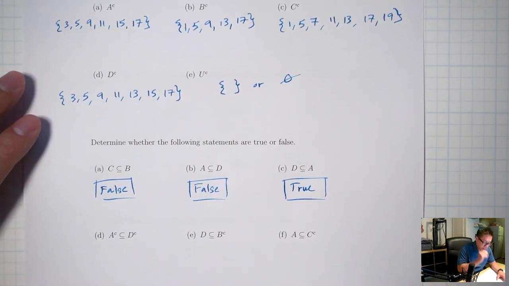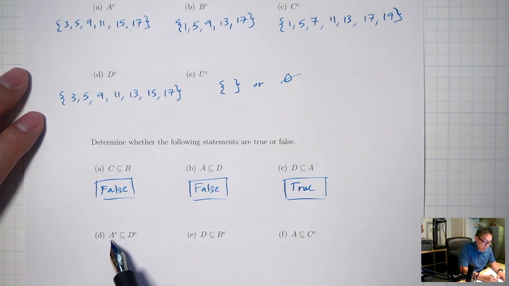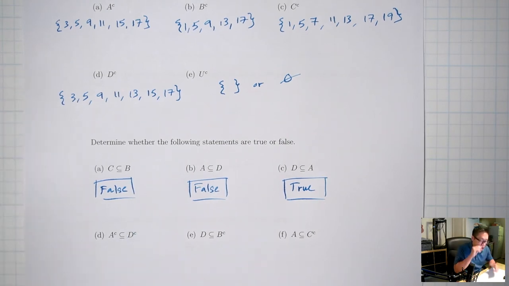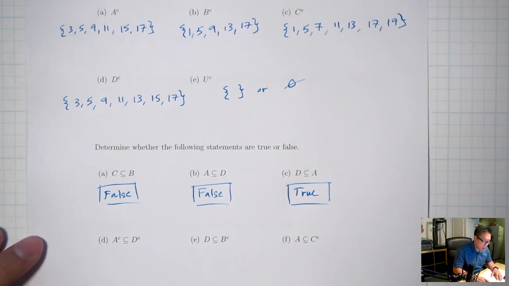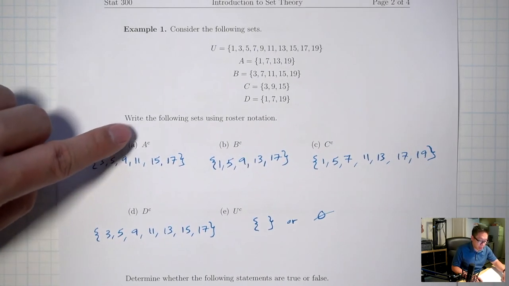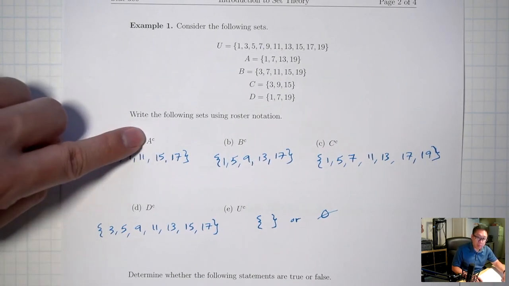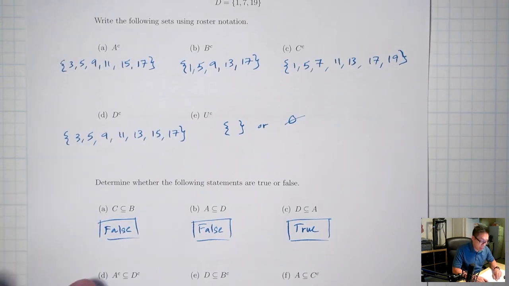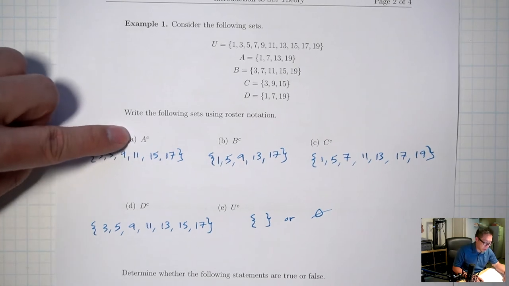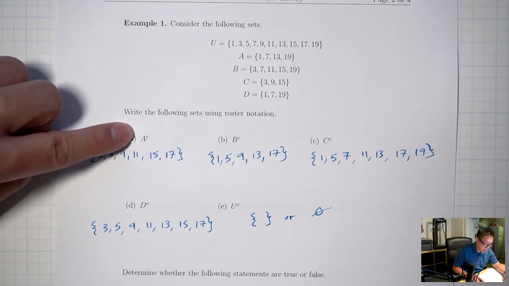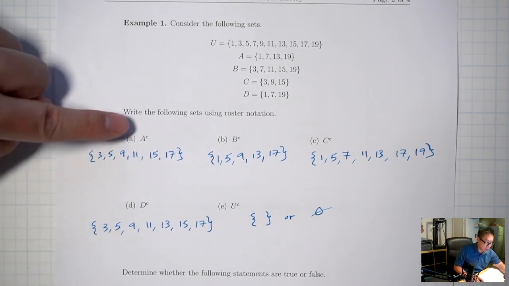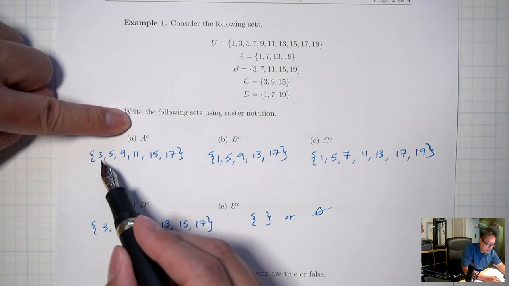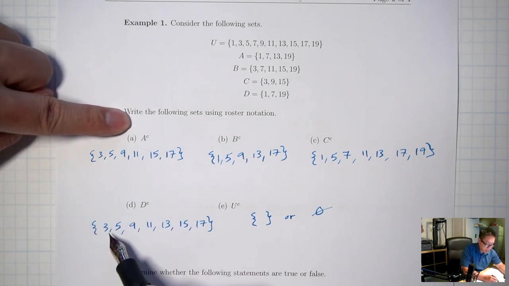So be careful here. This is not regular A. This is A complement and D complement. So look for where A complement and D complement are. So we did it in parts A and D here, right? So that's A complement and that's D complement. So start with the set on the left, which is A complement, and ask yourself, is everything in A complement also in D complement?